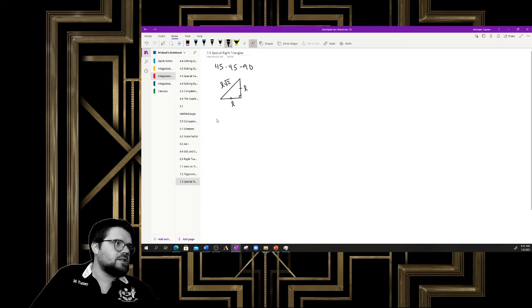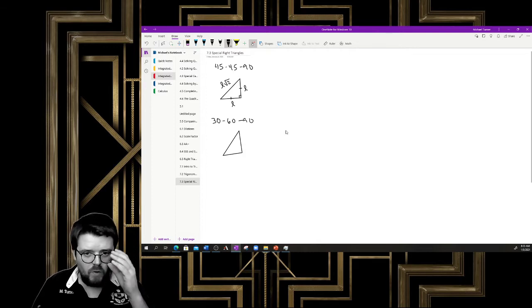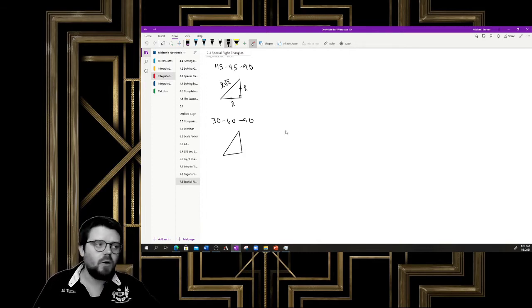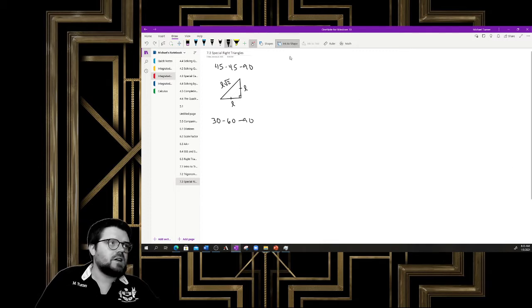In a 30-60-90 triangle, again referring to the angle measurements of that triangle, here it's not an isosceles triangle. We have three different leg lengths. Now this goes back to Integrated Math 1. Remember that the smallest angle is always going to be opposite the smallest side, and the largest angle is going to be opposite the largest side, etc.